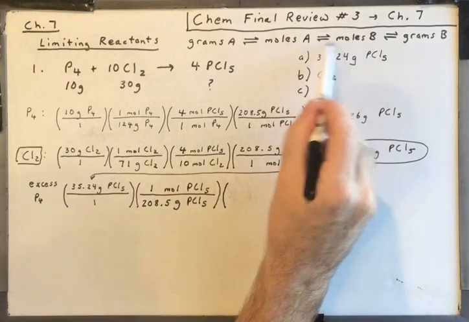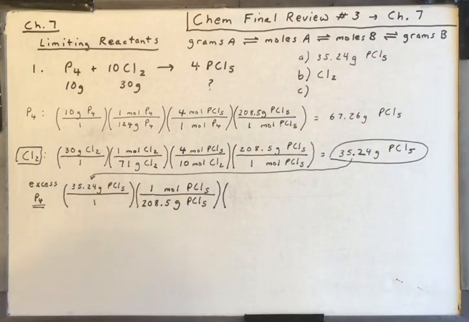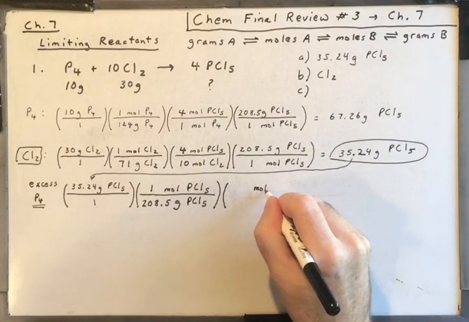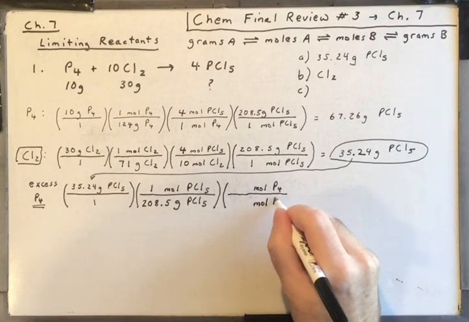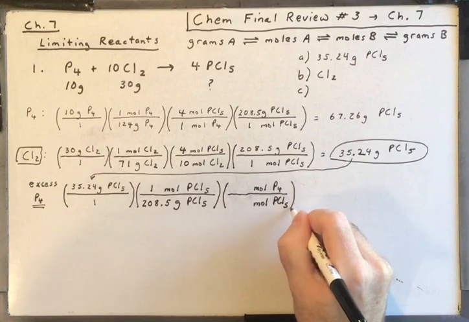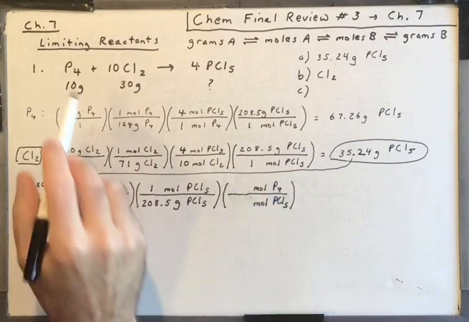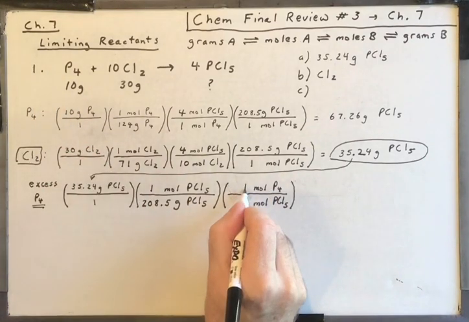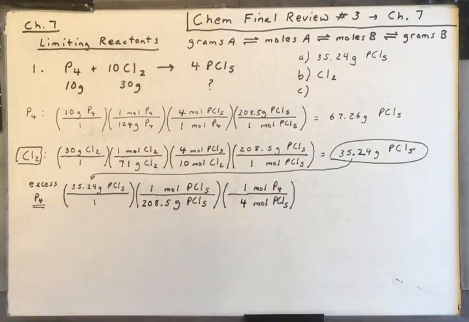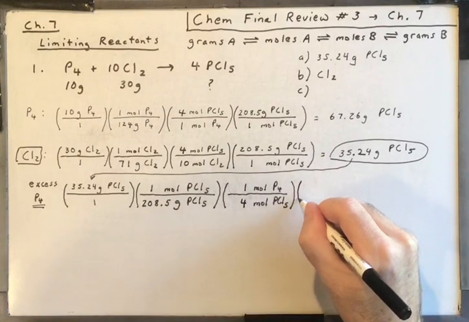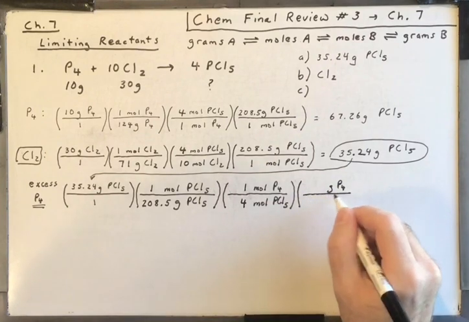Now we're at this step, the stoichiometry step, going from moles of PCl5 to moles of P4. All right, moles of P4. Let's get rid of moles of PCl5. So moles of P4, we're going to use the stoichiometric coefficient. That's just 1 in this reaction. Moles of PCl5, that's 4. All right, we're almost home. Now we need to go to grams of P4. Now this would be the grams of P4 that got used up.